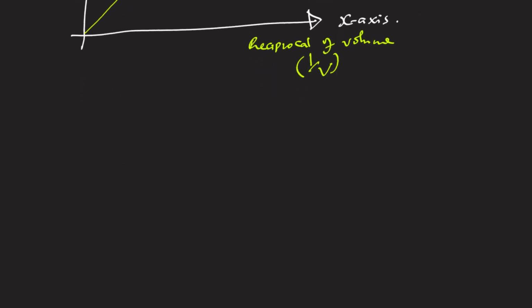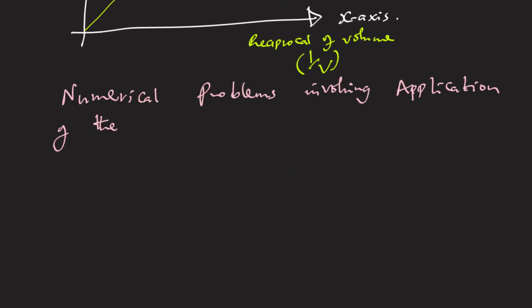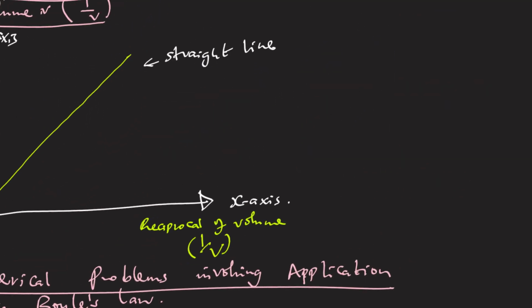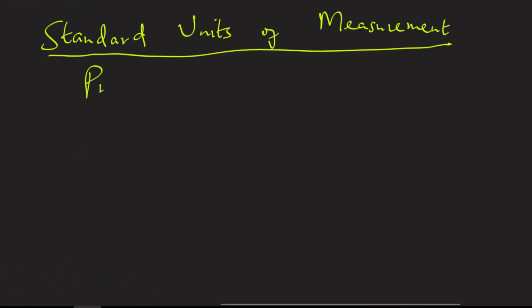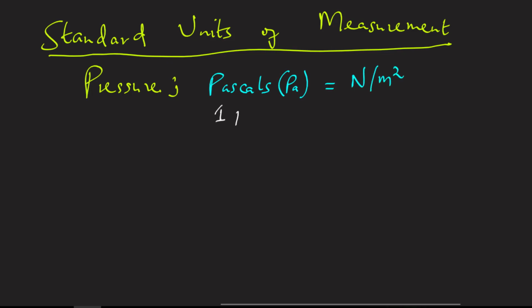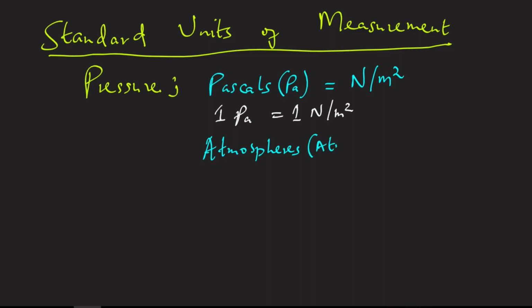Now, before we look at the various numerical problems involving Boyle's law, let's understand some of the units that we will use to measure pressure. The units that we are going to use to measure pressure include pascals, which is an equivalent of 1 Newton per square meter. Sometimes we can use atmospheres to measure pressure. Atmospheres simply represent 760 millimeters of mercury.